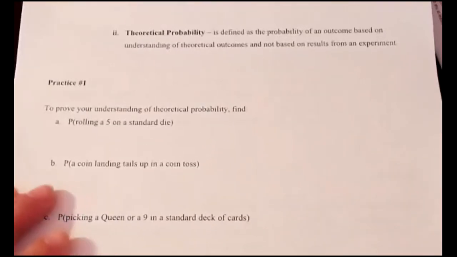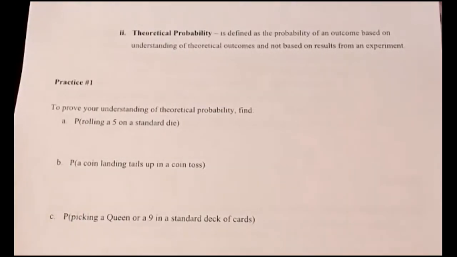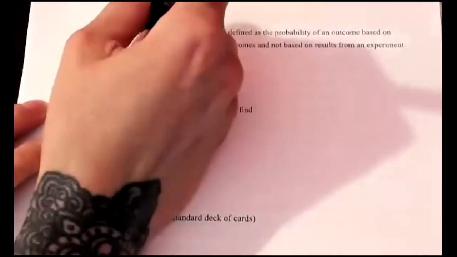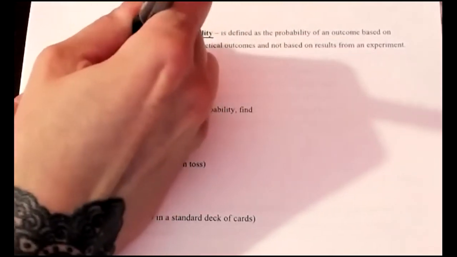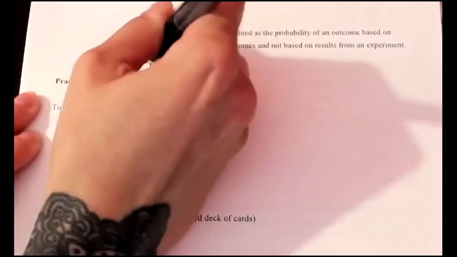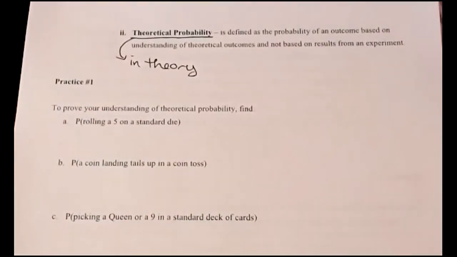Next, we have this term called theoretical probability. So it's defined as the probability of an outcome based on an understanding of theoretical outcomes and not based on results from an experiment. When you hear that phrase theoretical probability, I want you to think in theory, right? This means we're not actually conducting any experiments.